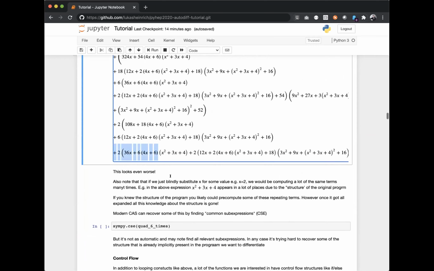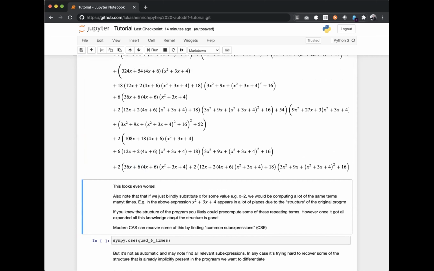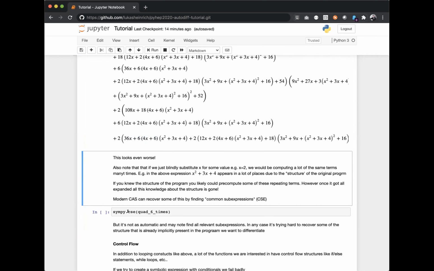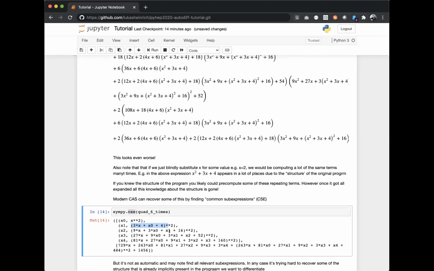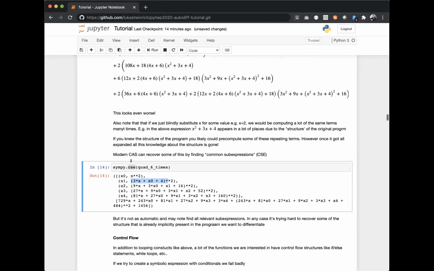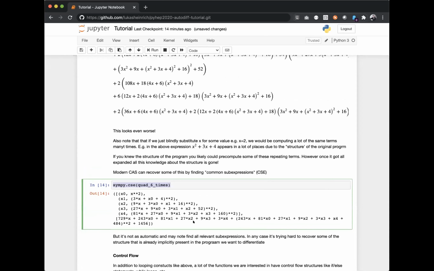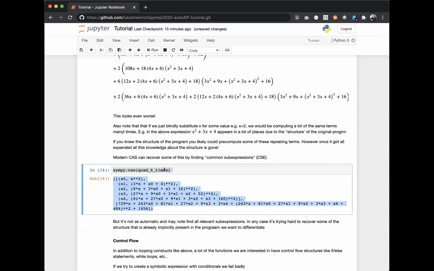One thing that modern computer algebra systems can do is recover some of these common sub-expressions. In SymPy, you can call this common sub-expression function and try to recover some of the structure. And lo and behold, we see this 3x plus x plus 4 that we've seen above. So this recovers some of the structure, and this allows you to be a little bit more efficient in how you evaluate these things. But it's not automatic because it doesn't really know anything about the structure of the original program. You have to do a lot of work to backtrack and regain the structure, which is a little bit tedious. It's not as automatic, and it really depends on the algorithm used to find these common sub-expressions.